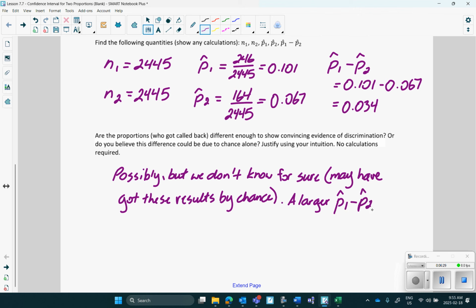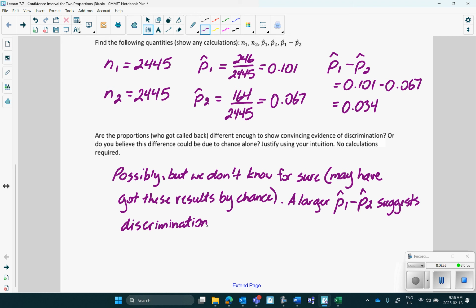p1 minus p2 suggests discrimination. Plus, the sample size is pretty big, so that aids to it as well. But again, we don't know for sure. Is there a name for p1 minus p2? It's just the difference in sample proportions.